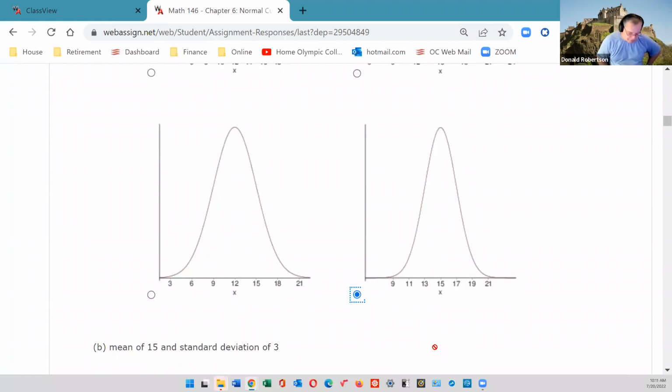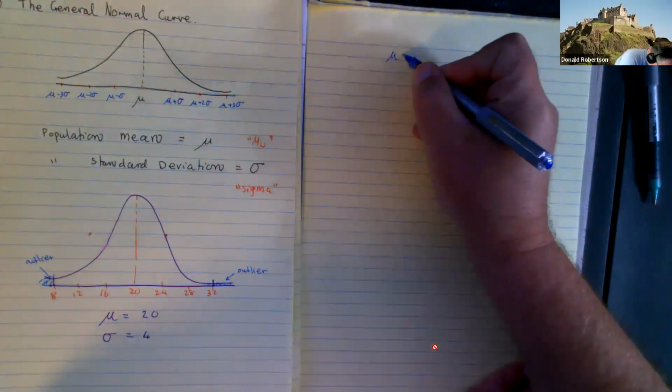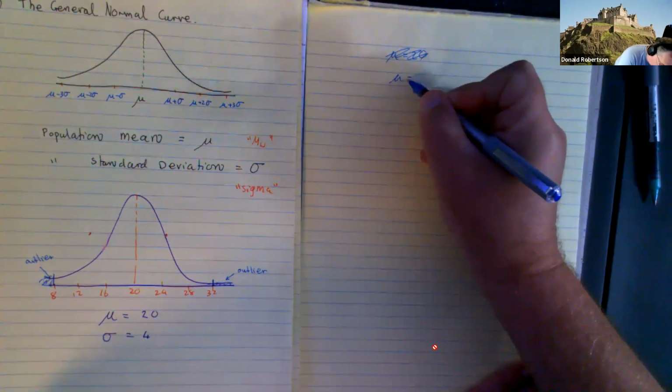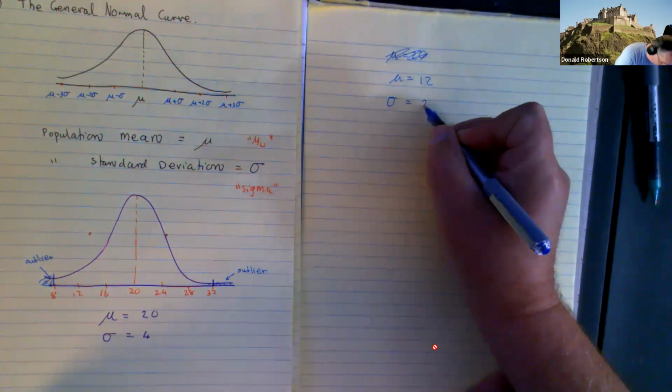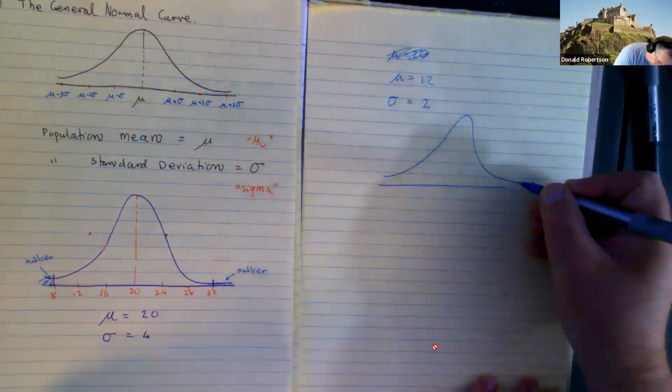So if you tell me the mean and standard deviation, I can actually draw a pretty good picture of what that distribution would look like if you drew a sketch of it. So I'm going to do one myself here. That way I might show you how you create it. Suppose you tell me the mean is 12 and that the standard deviation is 2. It would look like this.